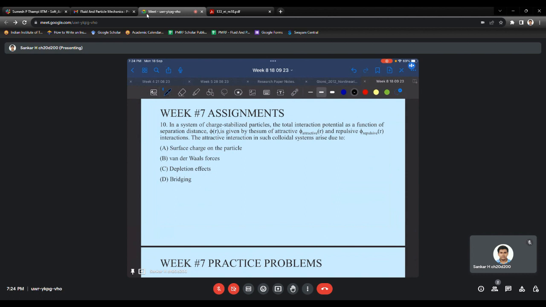The answer is it arises due to the van der Waals forces. The surface charge provides the repulsion, and the depletion effects, depending on the concentration, may be repulsive or attractive. The bridging just generally brings particles closer together.